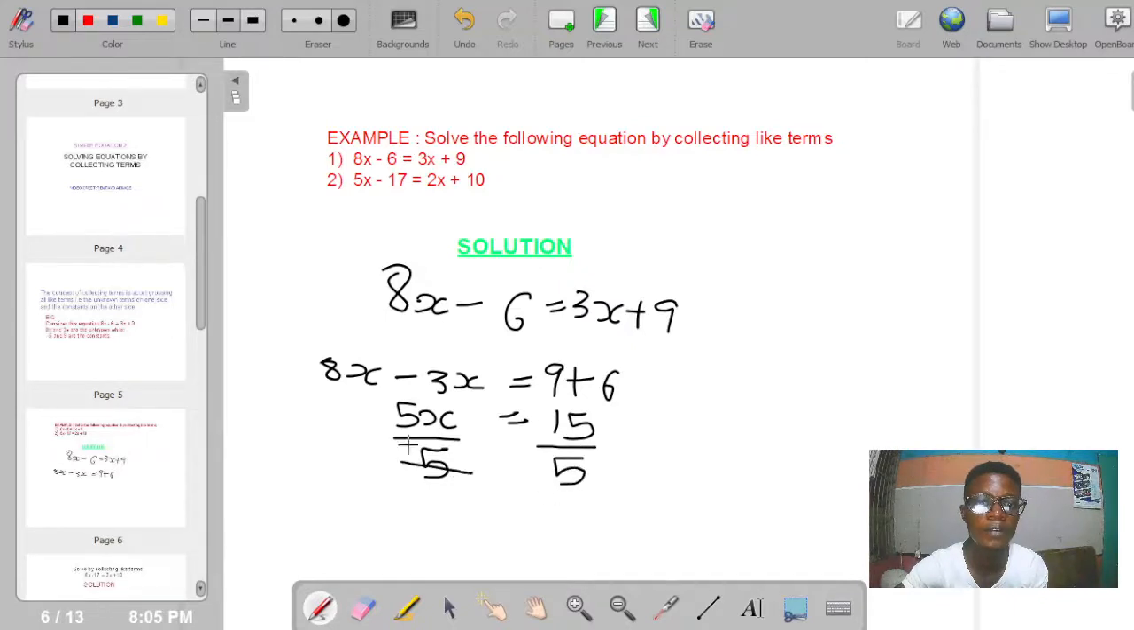So 5 cancels this 5, and 5 into 15 is 3 times. This is 1, this is 1. 5 will go 1. So I'm left with x equals 3. I hope you've learned that now. Now let's look at another example as we move forward.